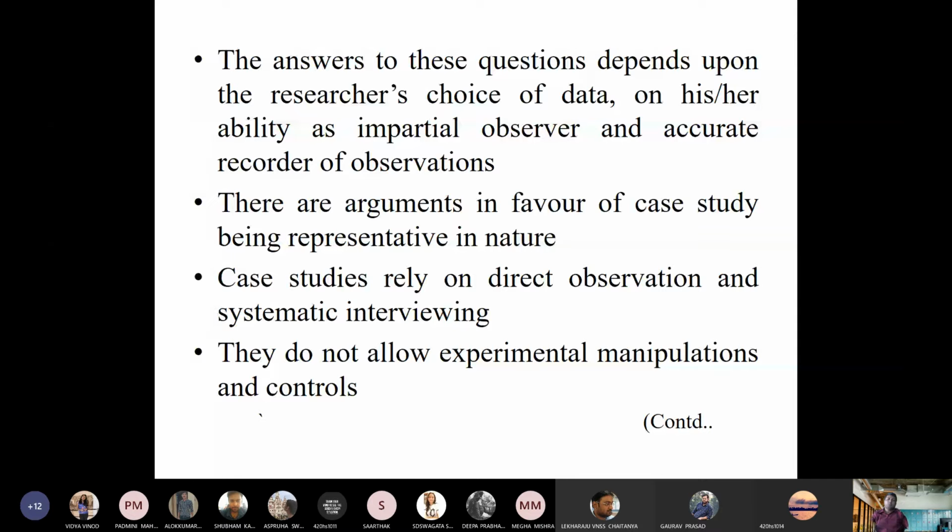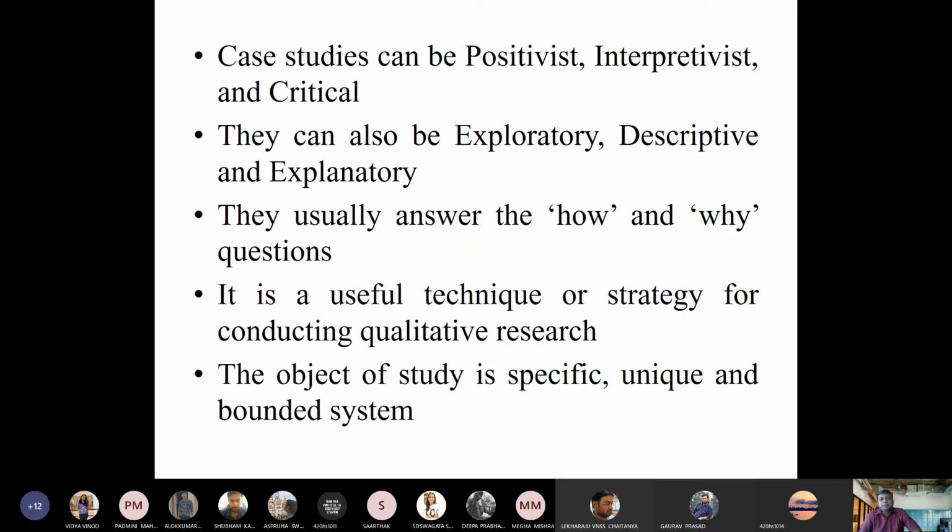Means while you are interacting, while you are taking the interview from somebody and writing it up as a case, the case is developed through the case study method. There, the manipulation and control of the outsider, the interviewer, those persons who are taking the interview, they usually never have any kind of control, and they never influence also. Case studies can be positivist, interpretive, list, and critical.